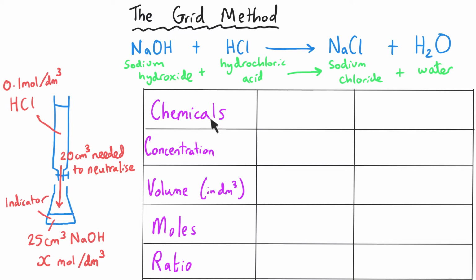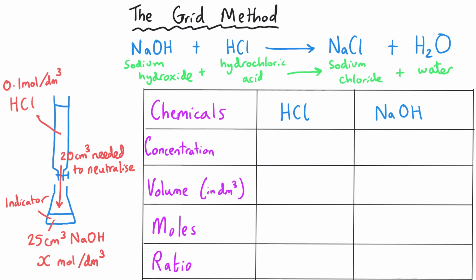The grid has got the following side headings. We've got chemicals on the left-hand side, the top row. And this is always the two chemicals that are in the conical flask and the burette. Doesn't matter which way round you put them. Let's put the hydrochloric acid here and the sodium hydroxide here. And then our next headings are concentration in moles per decimeter cubed, volume in decimeter cubed, moles, and then mole ratio. Now let's tackle that first.